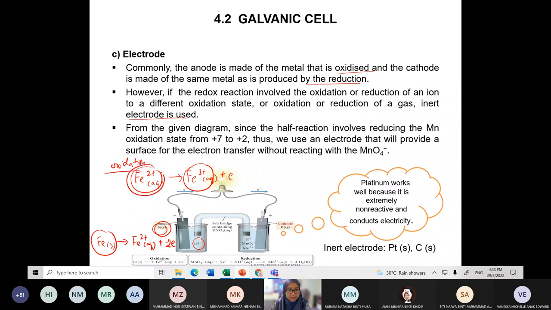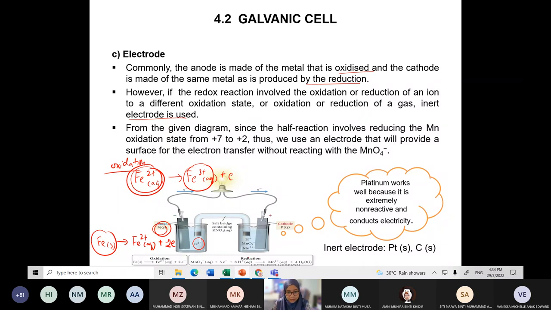Tapi case this one, kita mana ada iron 2 plus sebagai electrode? Kita tak ada iron 2 plus sebagai electrode. Iron sebagai electrode. Okay, so in this case, the electrode that will be used for the galvanic cell will be the inert electrode. Will be the platinum. Okay?